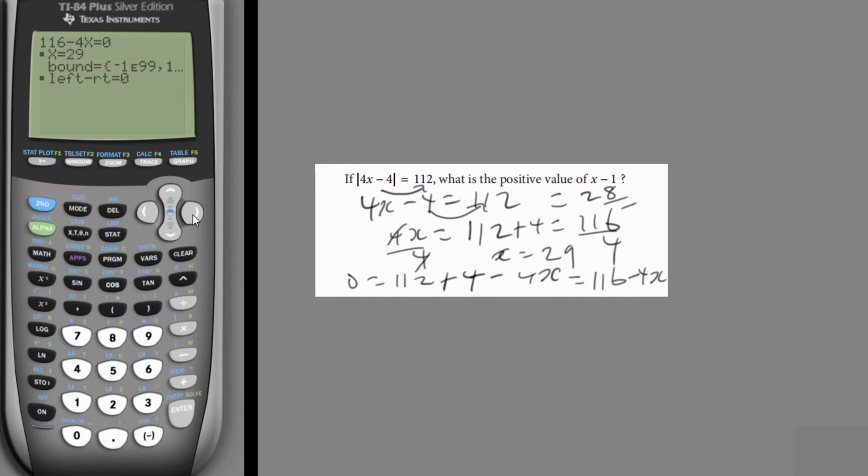So x is what? 29. Okay, you see we get 29. To get the final answer, subtract the 1 from 29. So that's 29 - 1. You have 28 as the final answer. So this basically is how you can do this kind of problem, using either the calculator or the manual method.